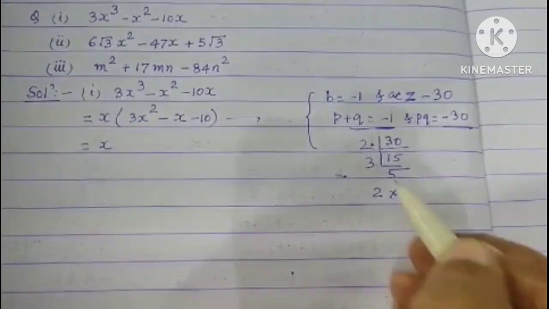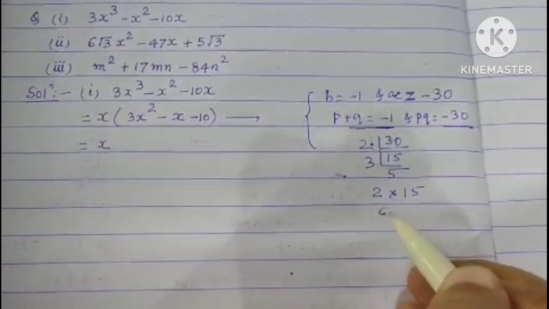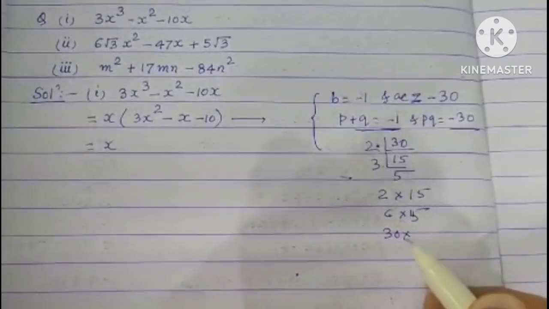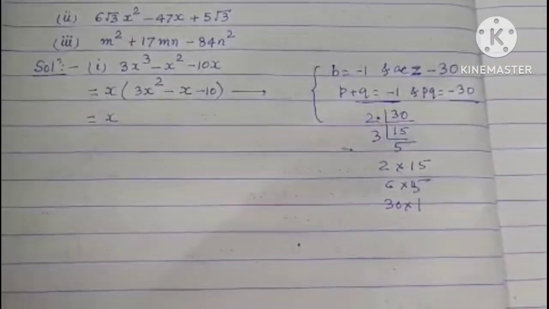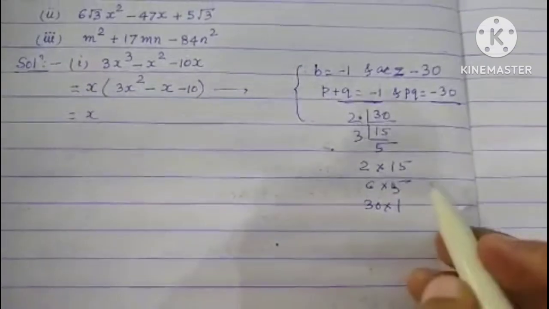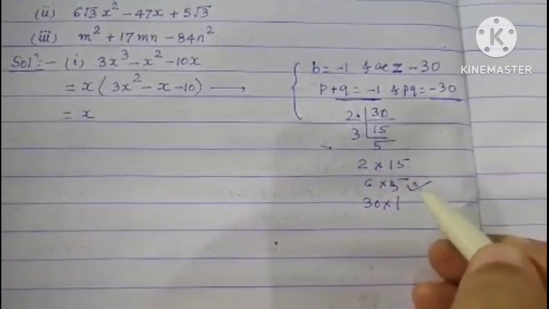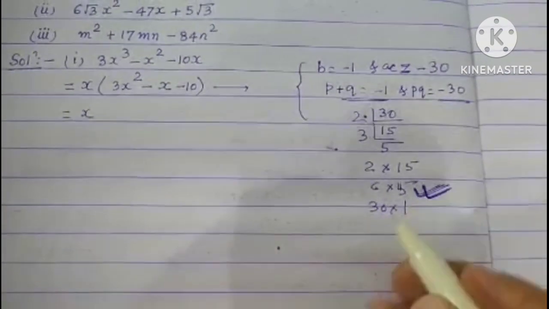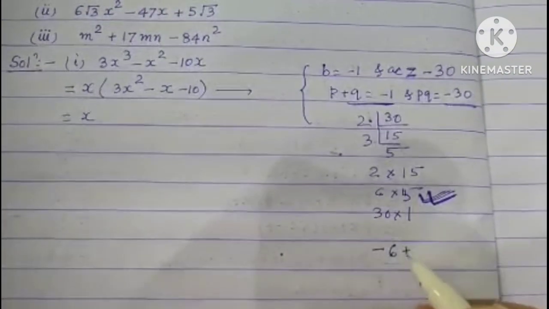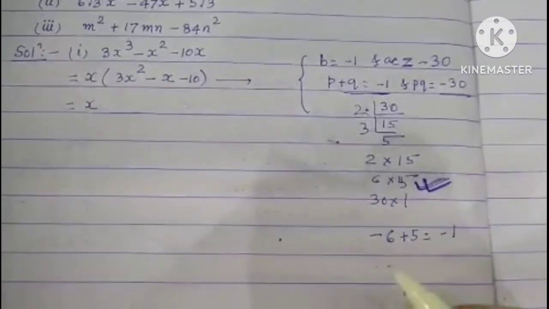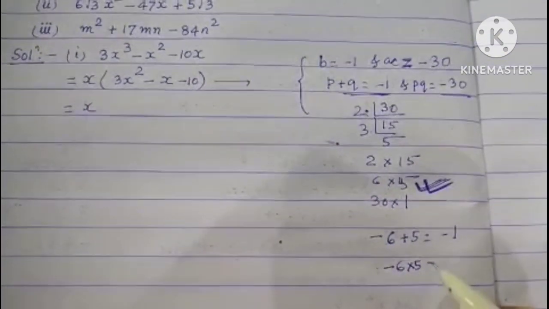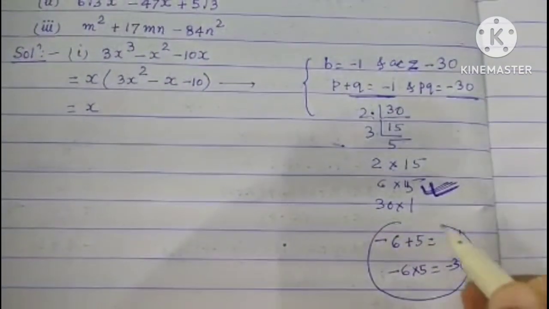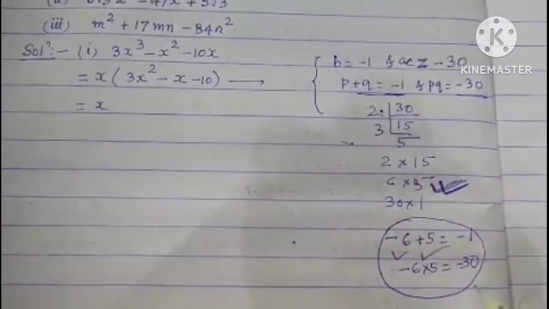2 multiplied by 15 we can write, 6 multiplied by 5 we can write, 30 multiplied by 1 we can write, and I think no more. So this option is of our concern. It will help us. Why? When you do minus 6 plus 5, it will become minus 1, and when you do minus 6 multiplied by 5, it will become minus 30. So both of these criteria we can meet from this. So our integers should be minus 6 and plus 5.